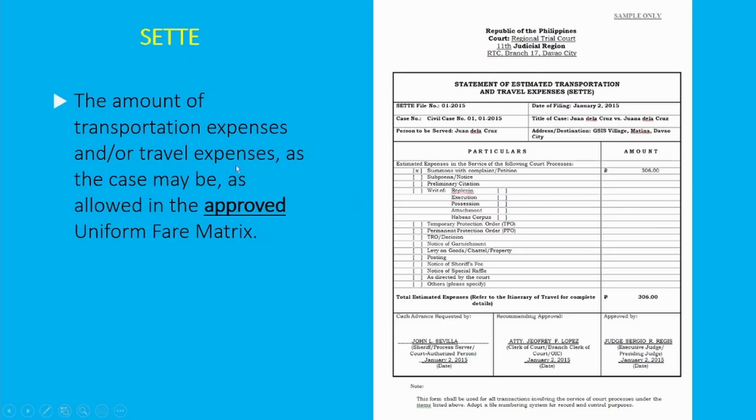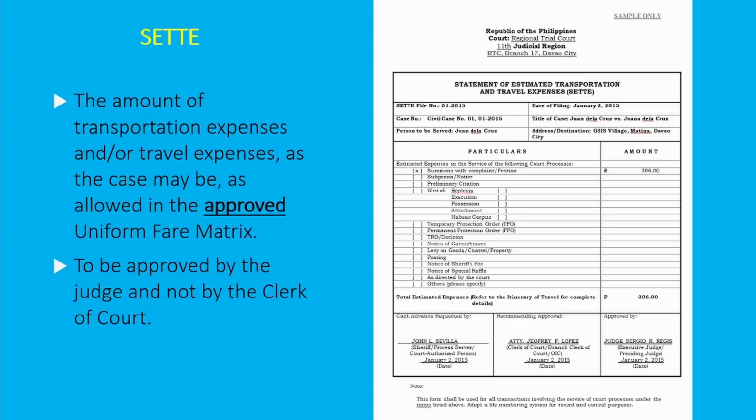The auditors are checking on that. So the clerk of court and the judge may be required to explain if you still have no approved uniform fare matrix. It is to be approved by the judge and not by the clerk of court. So that is the SETE.